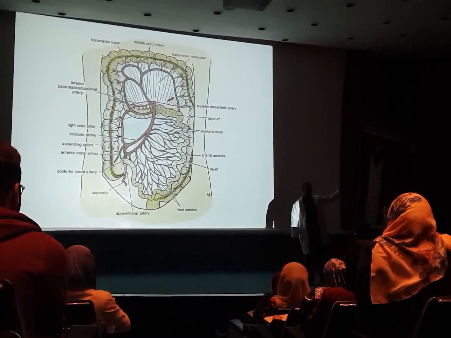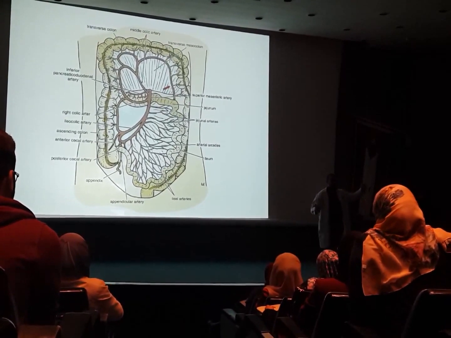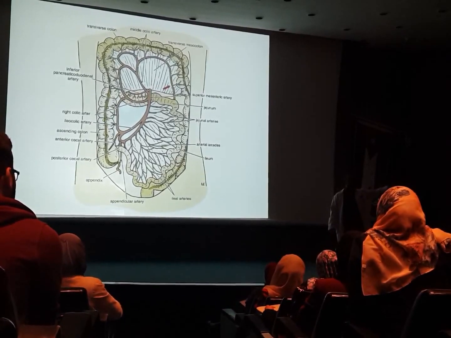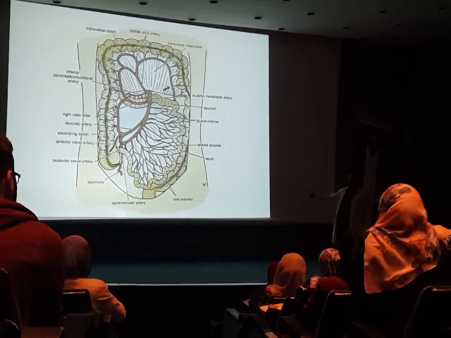So we have an ascending branch. Helps with the ascending colon, okay? Helps to anastomose with the right colic. A descending branch will anastomose with what? With the superior mesenteric itself.